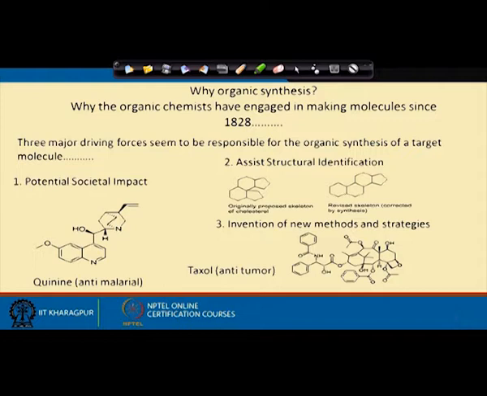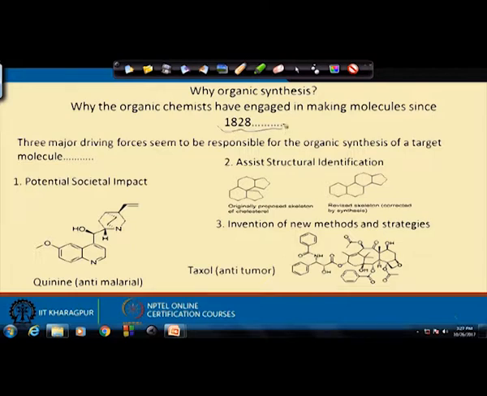So, as I said initially, why study organic synthesis? Synthetic organic chemists have been making molecules since very early times, since 1828, and there are three major driving forces responsible for the synthesis of a given target molecule. The initial demand came from society, which is termed potential societal impact. The society demands that you make some organic molecules. Now, why does society demand it? Society says that you have to make molecules which are essentially useful for human beings.